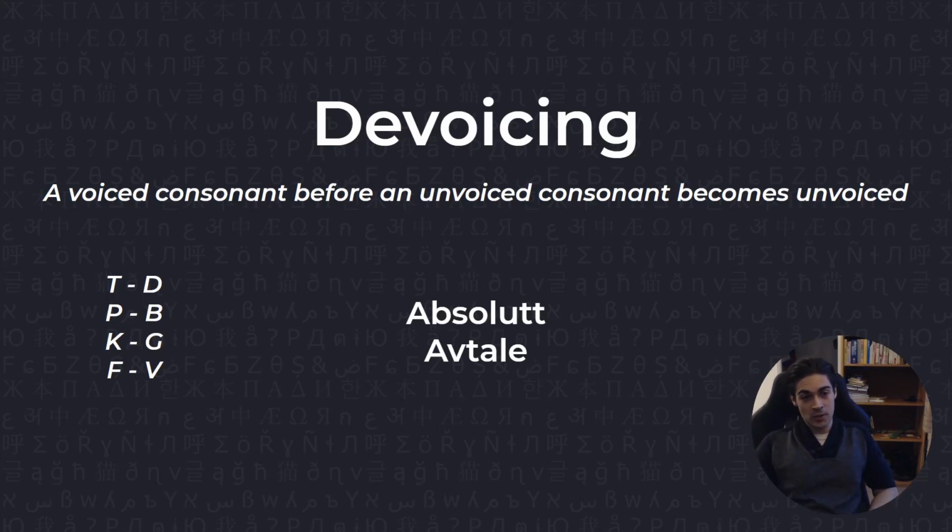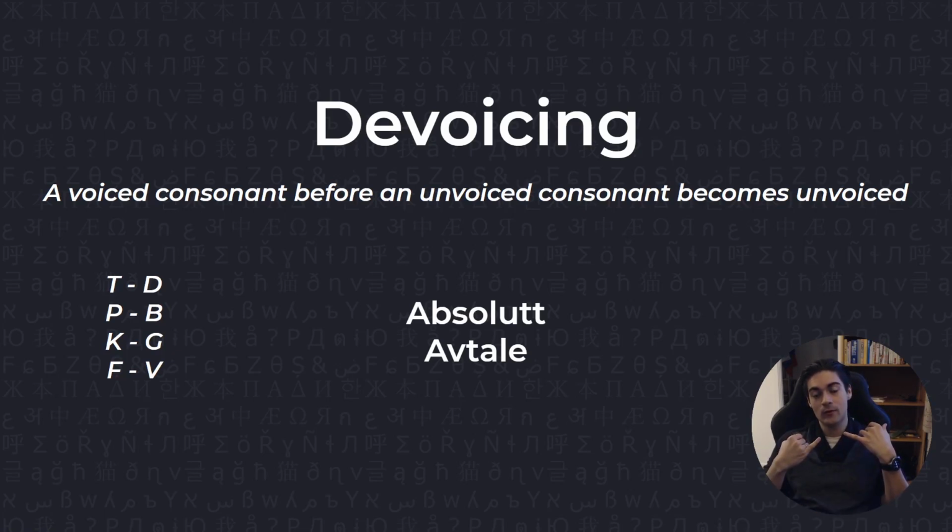Devoicing. We have a rule in Norwegian that very few Norwegian people actually know about, but they do it still. A voiced consonant before an unvoiced consonant becomes unvoiced. What this means is we have something called voiced consonants and unvoiced consonants. They're pairs in most languages. For example, te, de, pe, be, ke, ge, fe, and the, right? Basically what you see here on the left side is the unvoiced version, and on the right side is the voiced variant of the same sound. The only difference is whether or not your vocal folds are vibrating as you make the sound.